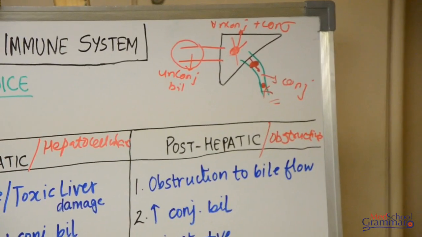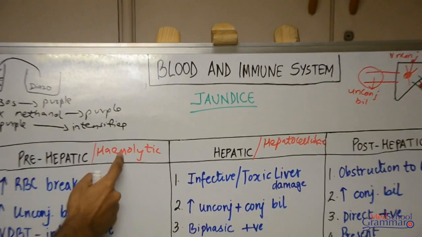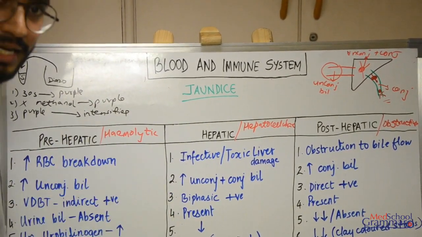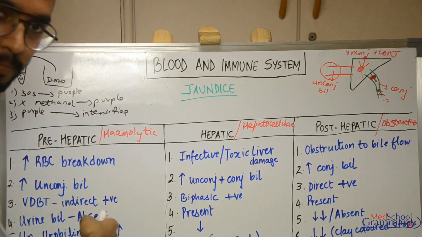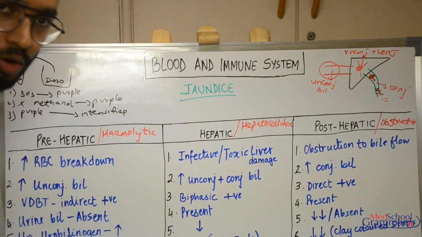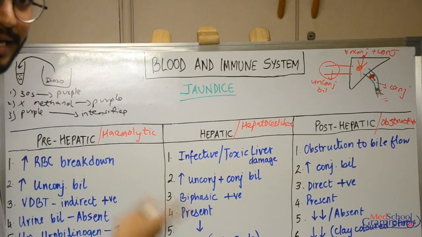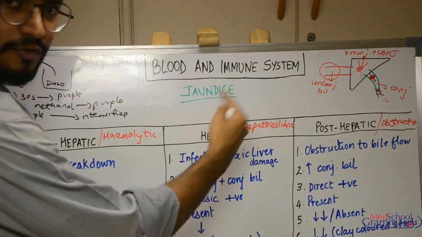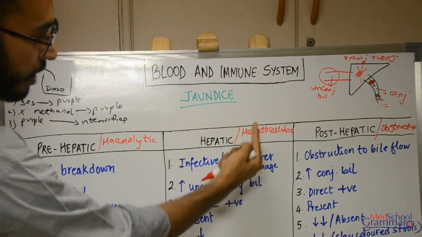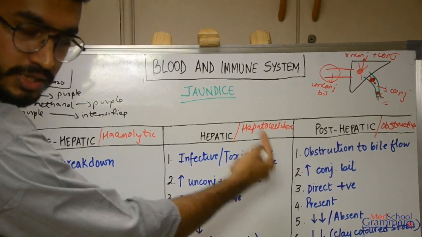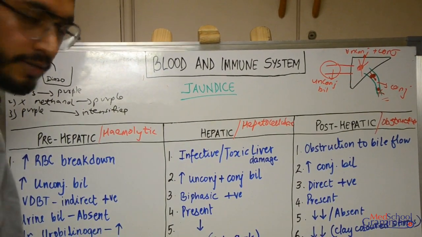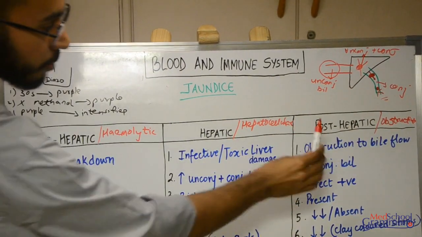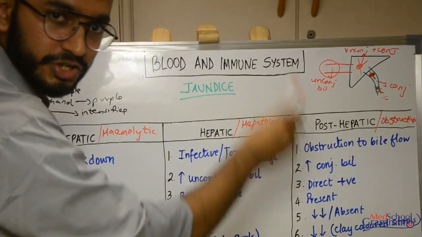So, repeating it once again, prehepatic jaundice is also known as hemolytic jaundice because it is caused mainly due to increased hemolysis or increased RBC breakdown. The concept behind this is that there is increased RBC breakdown, increased release of hemoglobin, increased conversion of heme to bilirubin. In hepatic jaundice, there is infective or toxic liver damage, also known as hepatocellular jaundice. Therefore, the conjugation is affected. And the third type of jaundice is known as post-hepatic or obstructive jaundice, because there is obstruction to the bile flow in the biliary tree.